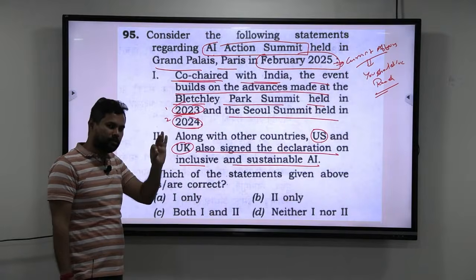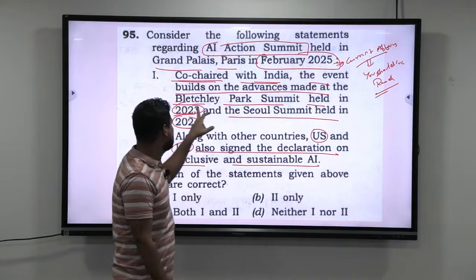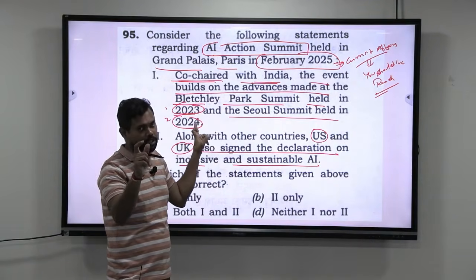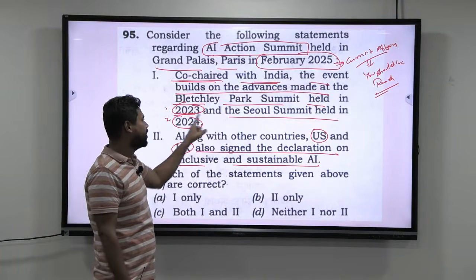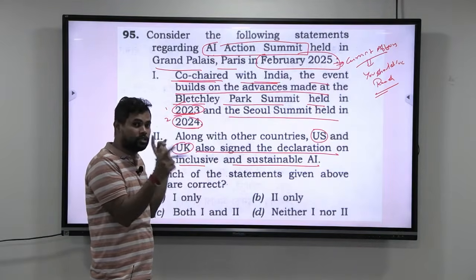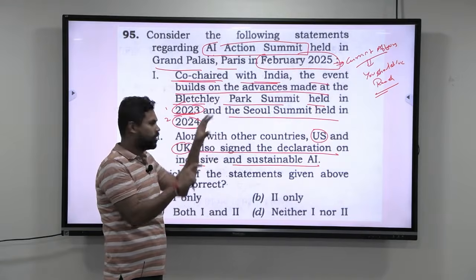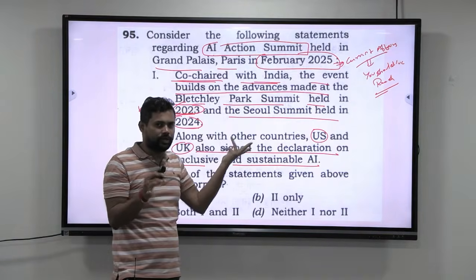Either you know the first statement or you do not. There is no logic here, because they're using facts, they're using specificity. In specificity, you cannot apply any type of reasoning. So either you know the Bletchley Park Summit was held in 2023 and the Seoul Summit in 2024. Because in UPSC, if there are two variables in a statement, they'll always interchange them. But here they have not done it. The first statement is actually correct. There is no logic. You should actually know it. Otherwise, there is no point.